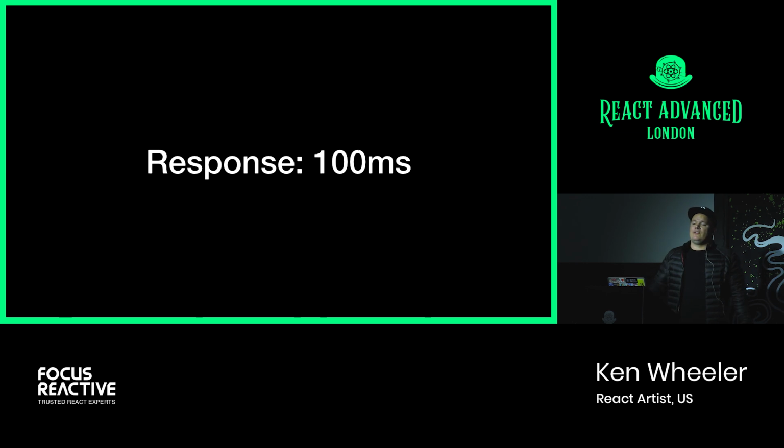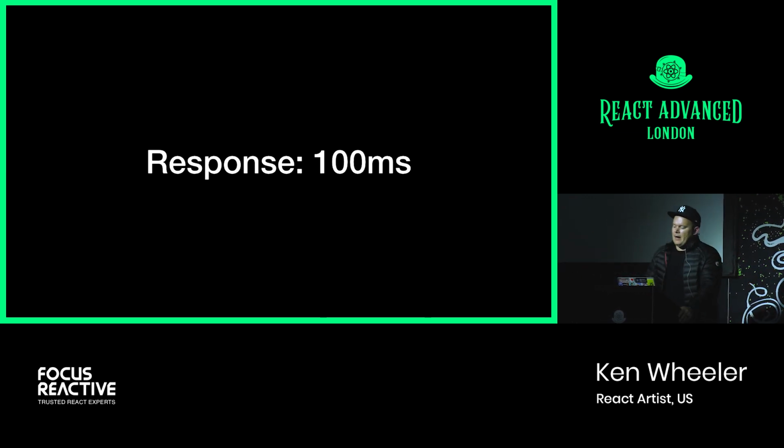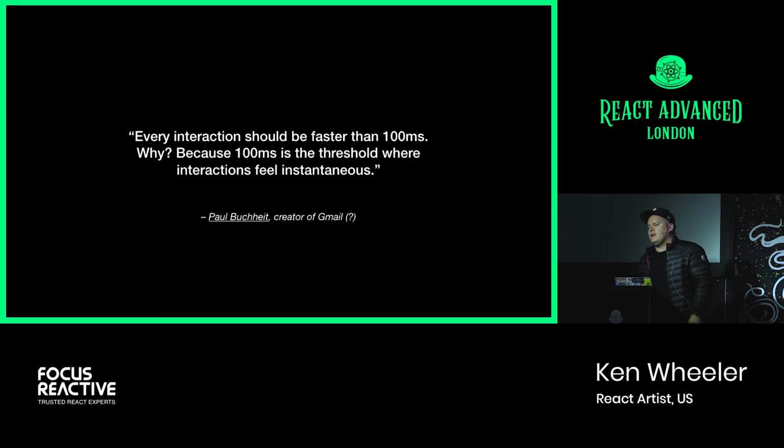As far as response, if somebody clicks something and you get feedback from clicking it, the rule here is 100 milliseconds. If you've ever seen the Superhuman mail thing, they use this quote a lot, that every interaction should be faster than 100 milliseconds. It's the threshold where things feel instantaneous. There are a couple of schools of thought here: that it's 100 milliseconds, and other people say 50 milliseconds. But if you aim for that, your app will feel fast.